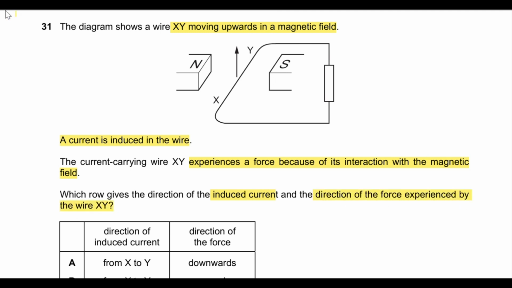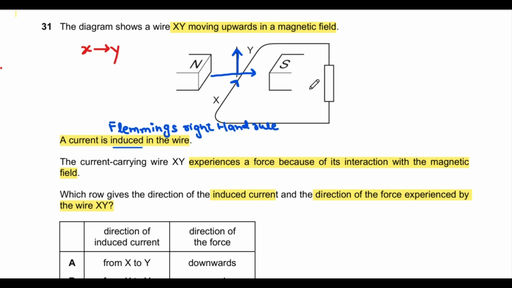The question is asking for the direction of the current induced in the wire when it is moving upward in a magnetic field. For induced current, we use Fleming's right hand rule. Our forefinger would be in the direction of the magnetic field, which is towards the right. Our thumb would be upward in the direction of motion, and the direction of induced current we will see is from X to Y. So we have got the direction of induced current, it is from X to Y.